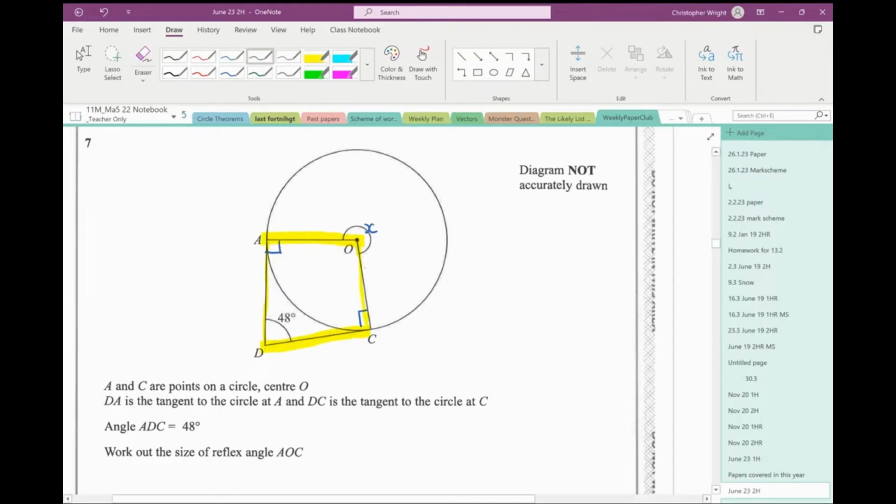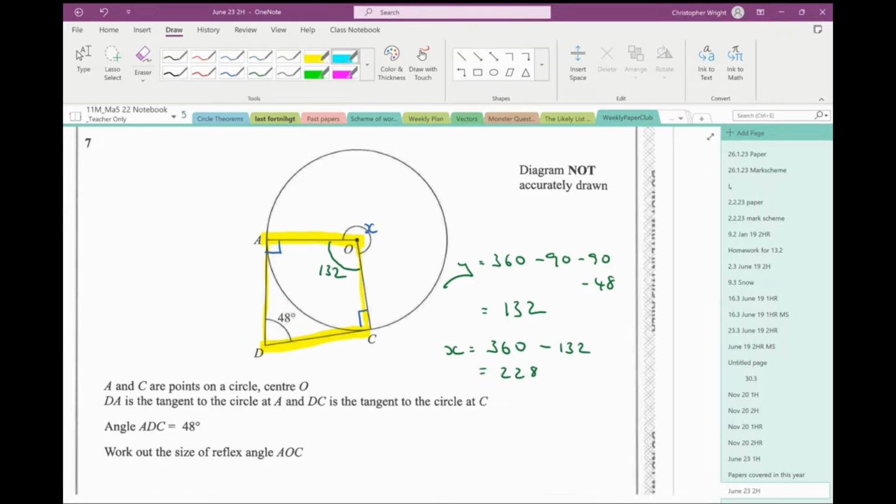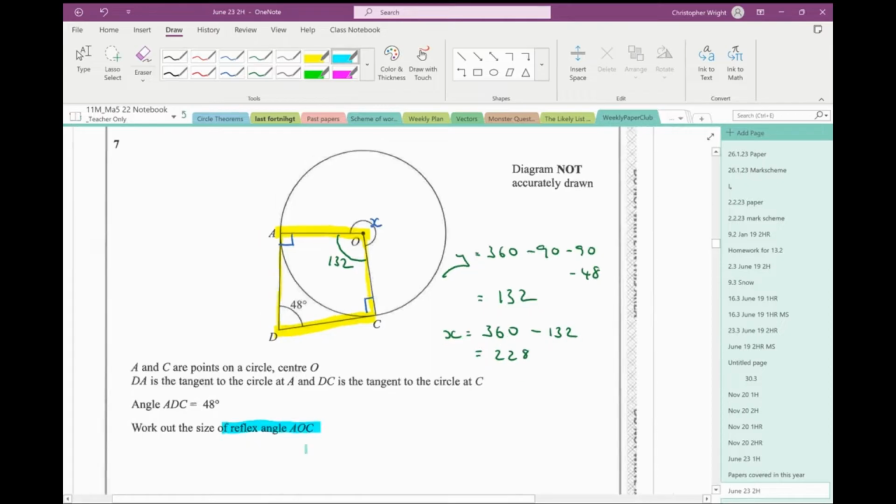So I know that this angle here, which I'll call Y, must be 360 minus 90 minus 90 minus 48. 360 minus 90 minus 90 minus 48 means that Y is 132. So if this angle here is 132, I can work out X by doing 360 minus 132, which gives me 228. So the size of the reflex angle AOC is 228.